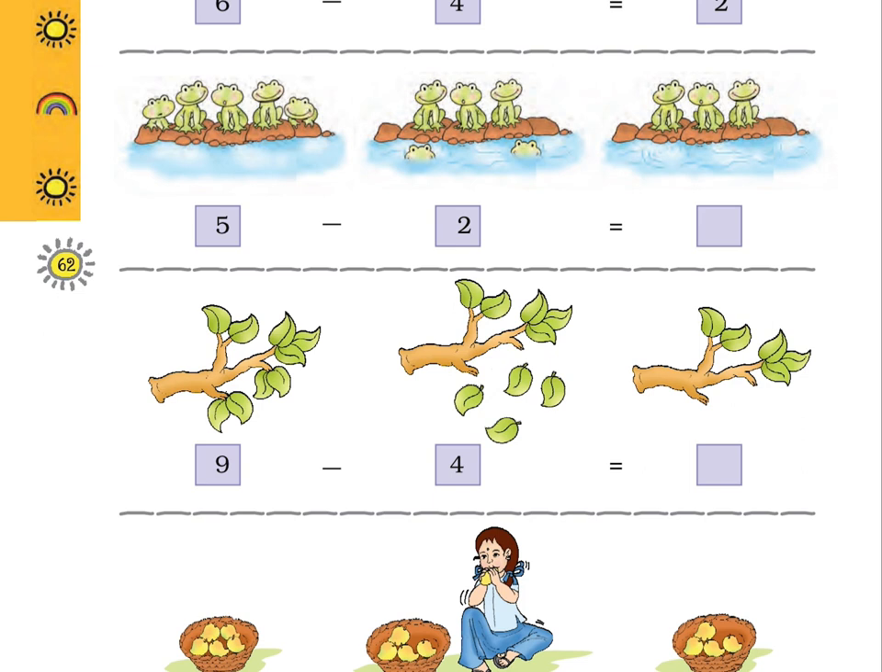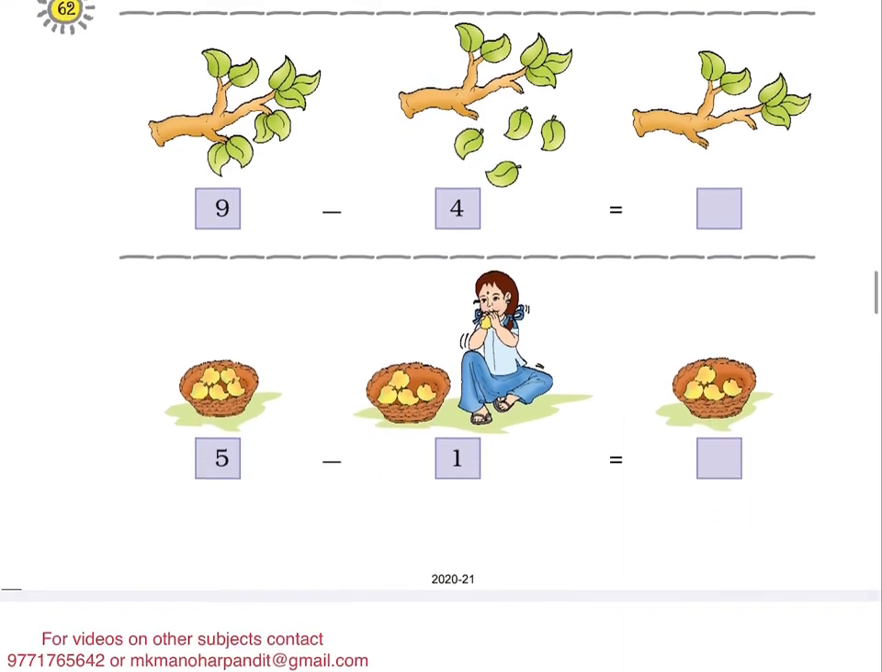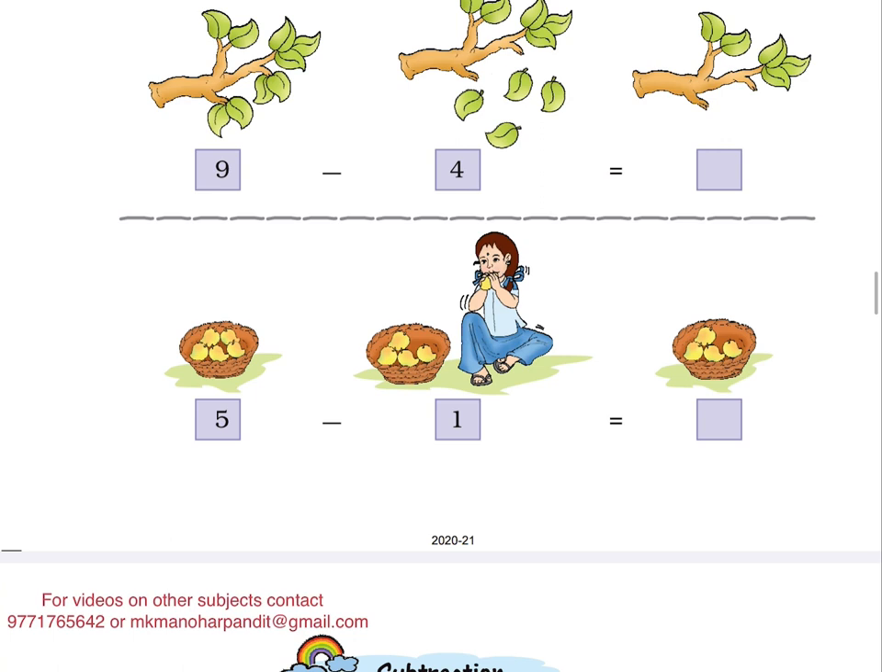Picture 3 shows 5 leaves on the branch. The writing space below the picture is empty. Part 3 Text: 9 minus 4 is equal to dash. Part 4, Picture 1 shows 5 mangoes are kept in a basket.